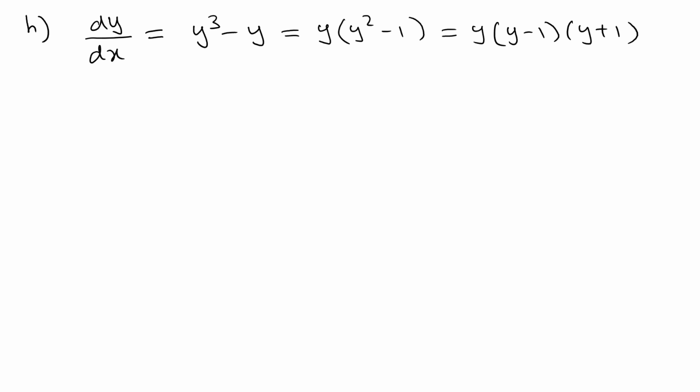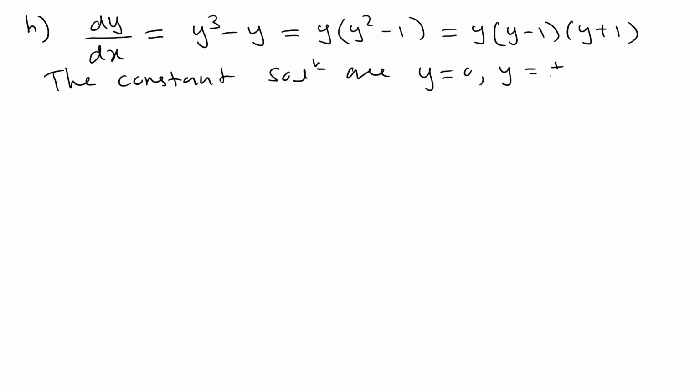The constant solutions are y equals 0 and y equals plus or minus 1, because all those 3 solutions are going to satisfy this equation. So assume that is not the case. Assume y is not equal to any of those constants.